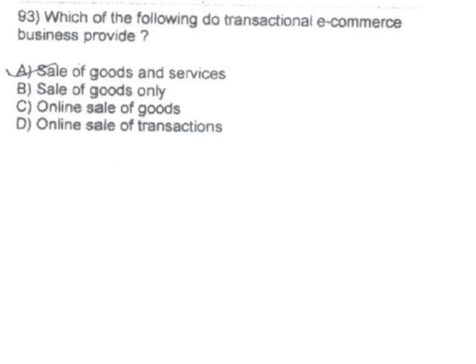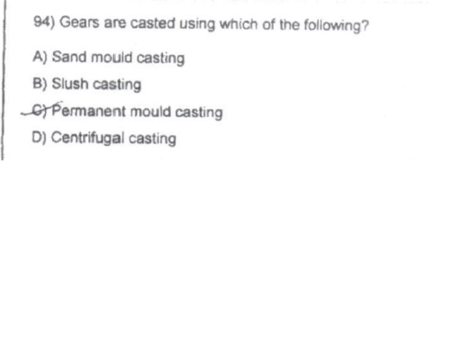Gears are casted using which of the following? A. Sand mold casting, B. Slush casting, C. Permanent mold casting, D. Centrifugal casting. This is not possible. C is the answer. Permanent mold casting. For mass production, we are doing permanent mold casting.